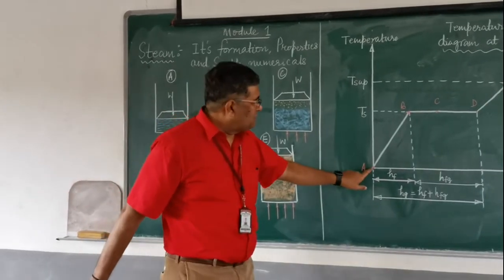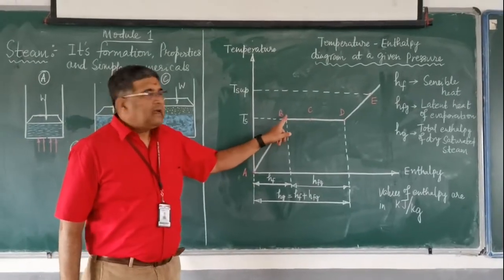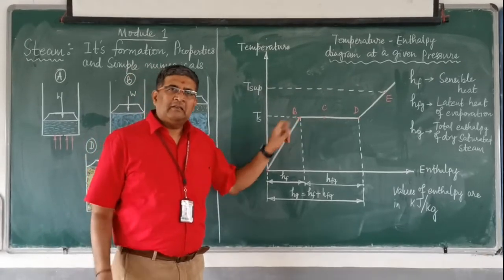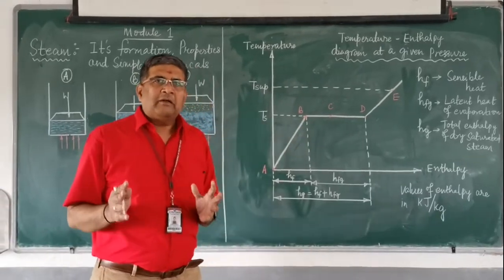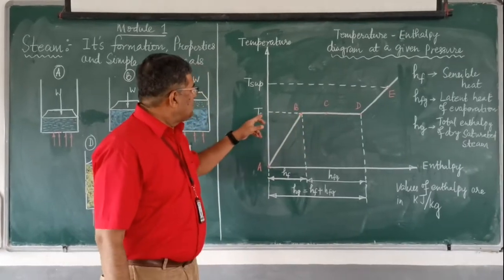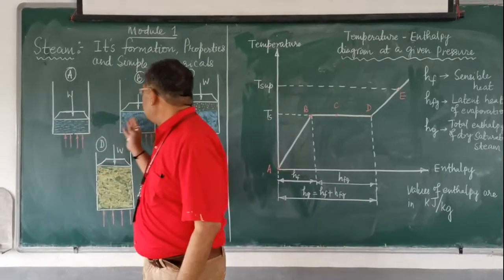So what we have done is, from this point we have added heat, the temperature has risen and it has reached point B. At point B it is still complete water, but the entire water has started boiling now. And this temperature is called the saturation temperature. Now we further add heat to this.